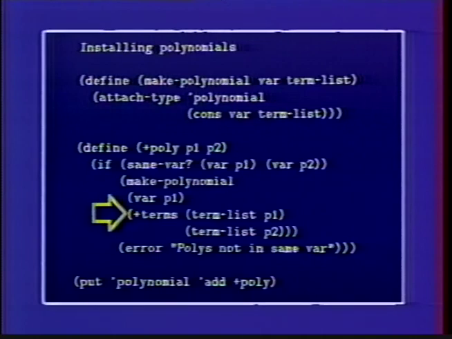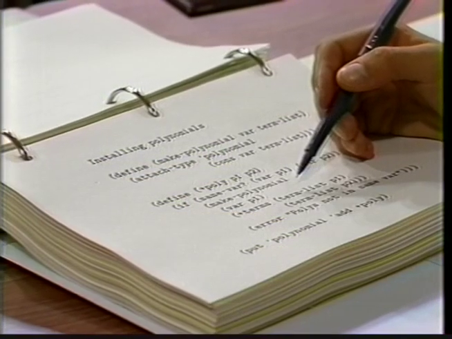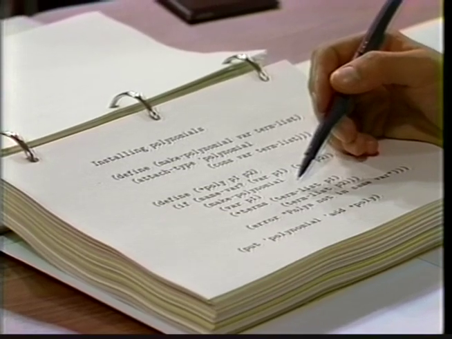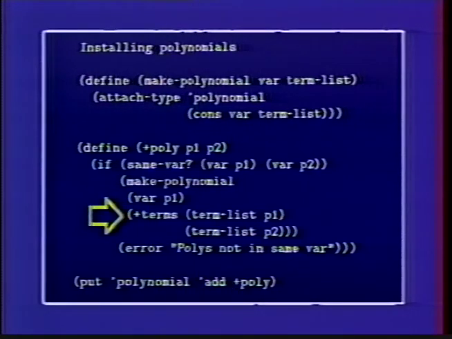Plus terms will add the two term lists. So we'll add the two term lists of the polynomial. That'll give us a term list. We'll say it's a polynomial in the variable with that term list. That's plus poly. And then we're going to put in our table, under the type polynomial, add them using plus poly. And of course, we really haven't done much. All we've really done is pushed all the work onto this thing plus terms, which is supposed to add term lists. Let's look at that.